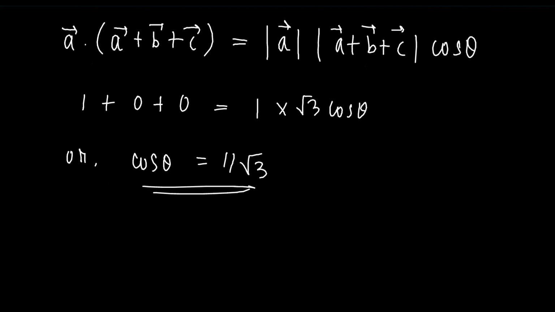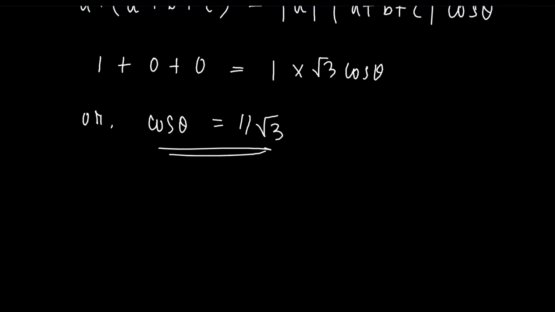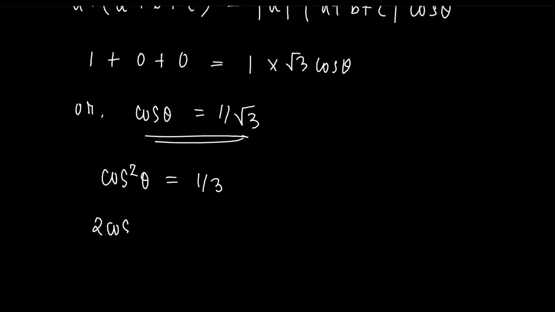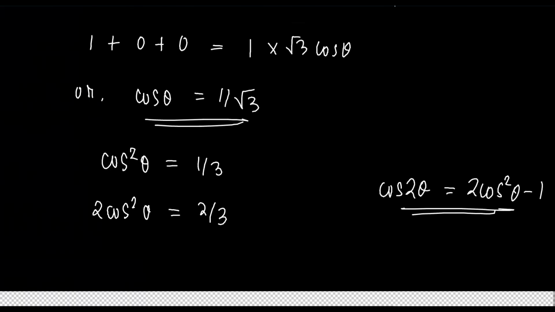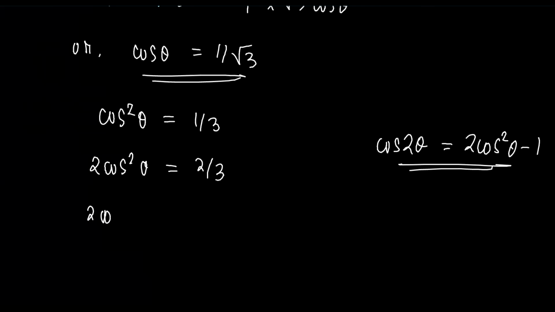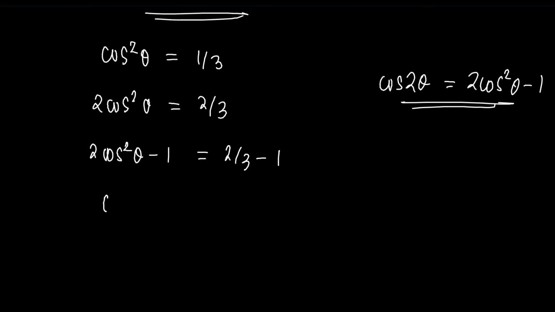Now from this we come to the trigonometry portion. We know cos theta, and we have to find 36 into cos square 2 theta. So we can find cos 2 theta from this. We square this one, so cos square theta will be 1 by 3. Now we multiply by 2 on both sides, so 2 cos square theta is equal to 2 by 3. We know the cos 2 theta formula is 2 cos square theta minus 1. Another formula is there, but here we will apply this one. So we subtract 1 from both sides: 2 cos square theta minus 1 equals 2 by 3 minus 1. So cos 2 theta is equal to minus 1 by 3.